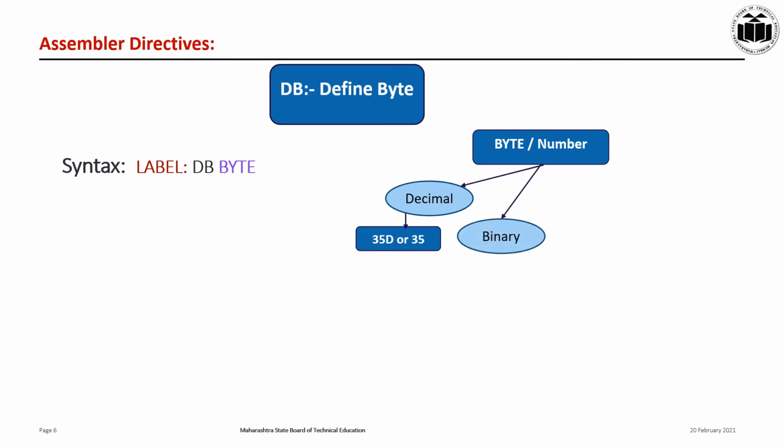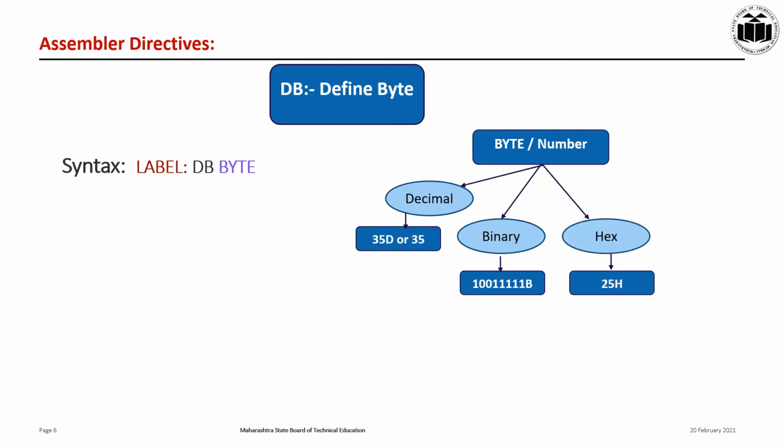A binary number ends with the alphabet B. Similarly, for a hex number, the alphabet H must follow the number. Thus, 25H is a hex number. For representing numbers as ASCII characters, quotation marks are used. Single or double quotation marks may be used. The DB directive is the only directive that can be used to define ASCII strings larger than 2 characters. Therefore, it should be used for all ASCII data definitions.